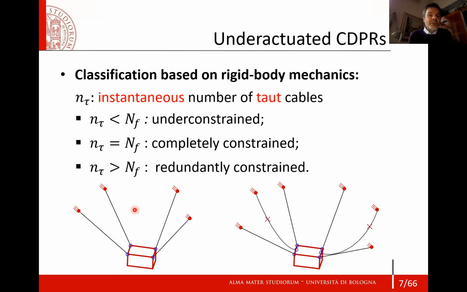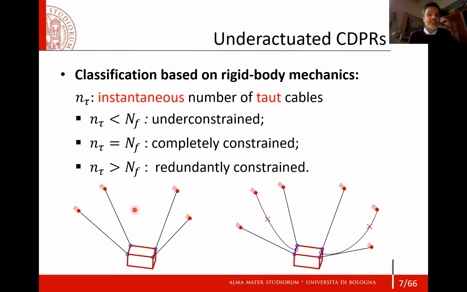We have to consider not only the number of cables, but more precisely the instantaneous number of towed cables, which I will call N-tow. And we will compare N-tow with the number of freedoms of the platform. If N-tow is strictly smaller than the number of freedoms, we will have an under-constrained system. Otherwise, we will have a completely constrained system if those two numbers are equal. Or if N-tow is bigger than the number of freedoms, we will have an over-constrained or redundantly constrained system.